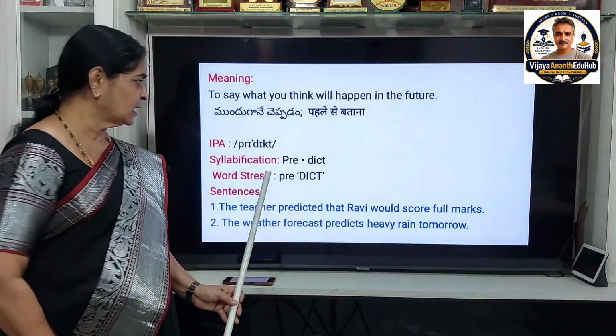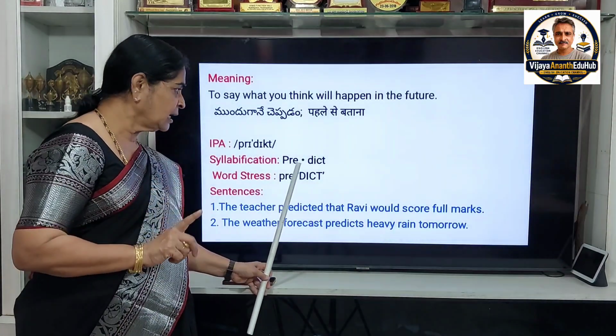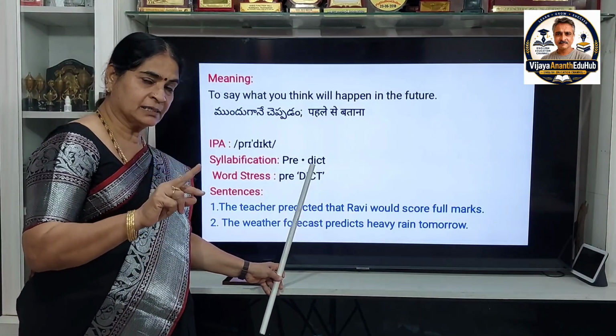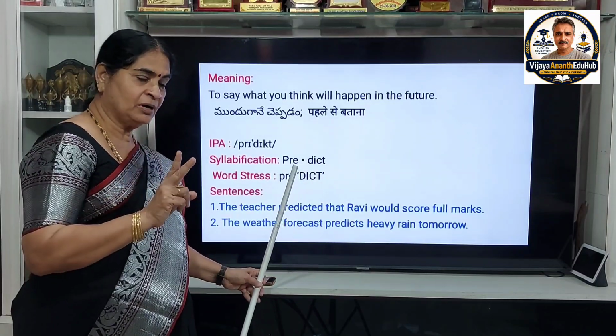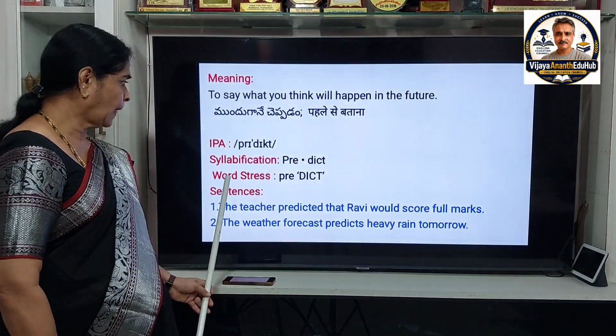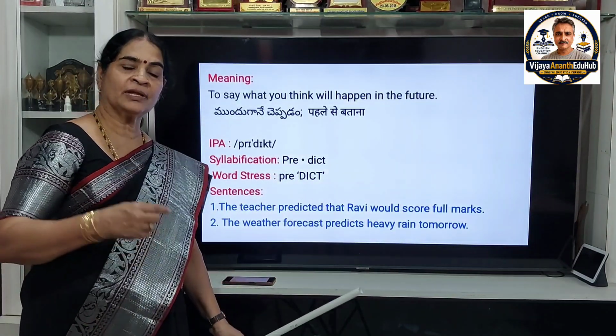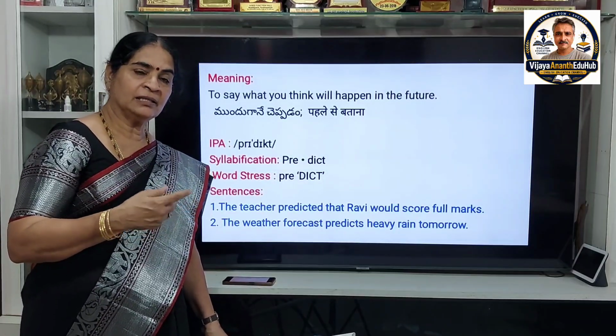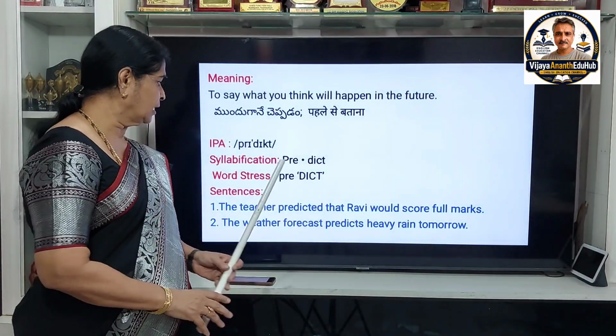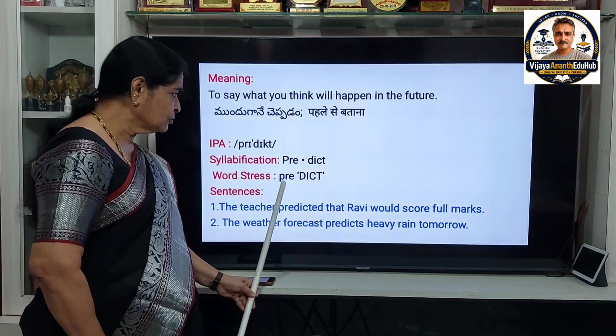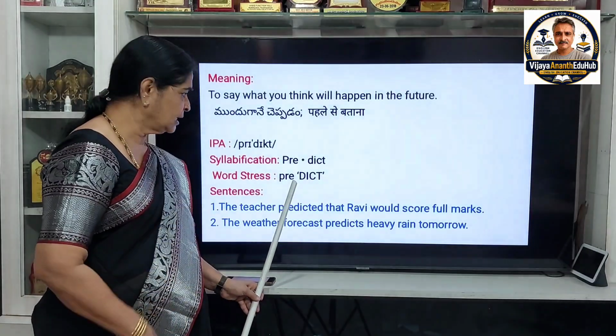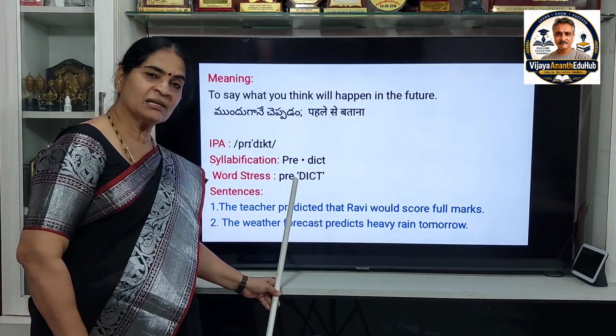Syllabification. How many syllables are there? Pre is one syllable, dict is the second syllable. Predict is a two-syllable, disyllabic word. Whenever there is more than one syllable, the stress pattern changes.